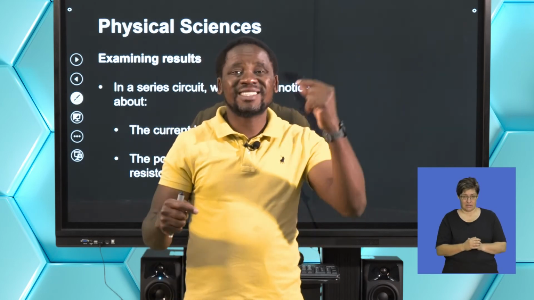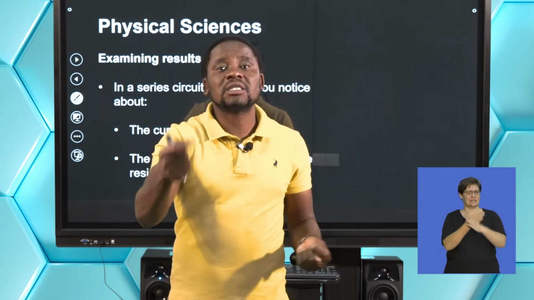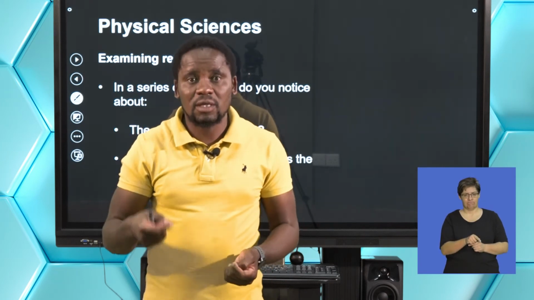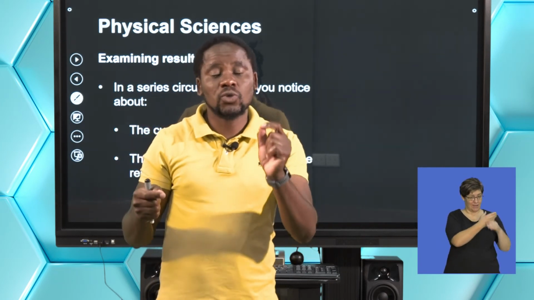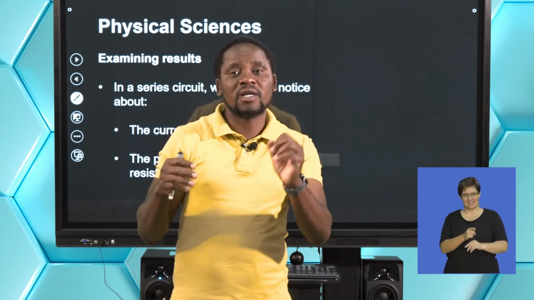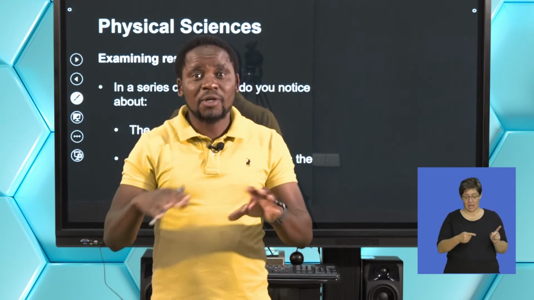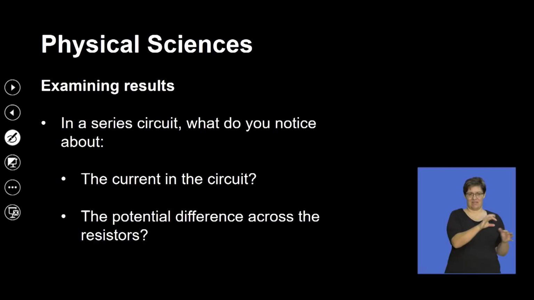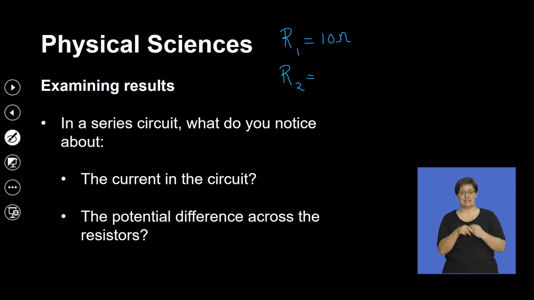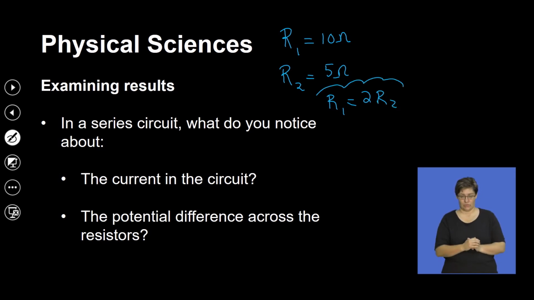Now we want to add a second resistor. However, the second resistor is half the resistance of R1. So R2 is half of R1, and R1 is double R2. Make sure that you understand that mathematical relationship. So our first resistor is a 10 ohm resistor, and the one that we're going to add in series is 5 ohms. Now we are saying that R1 equals twice R2. Make sure that you understand this.